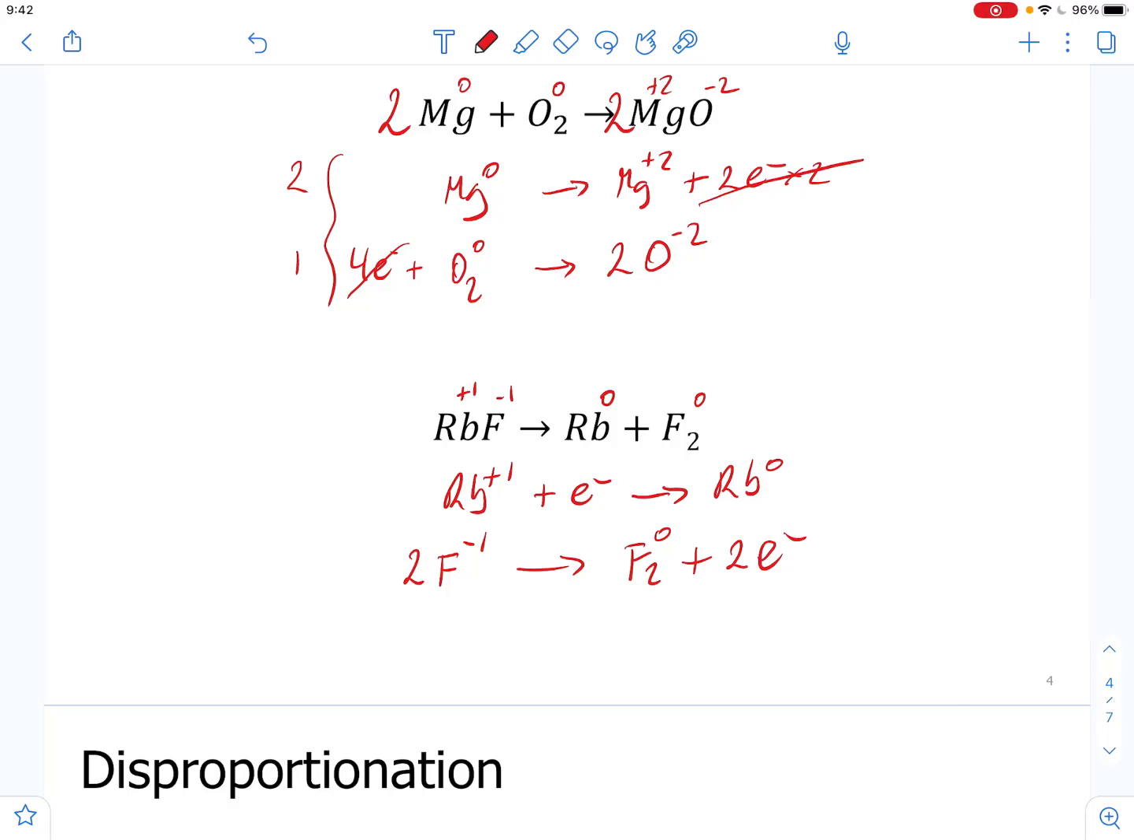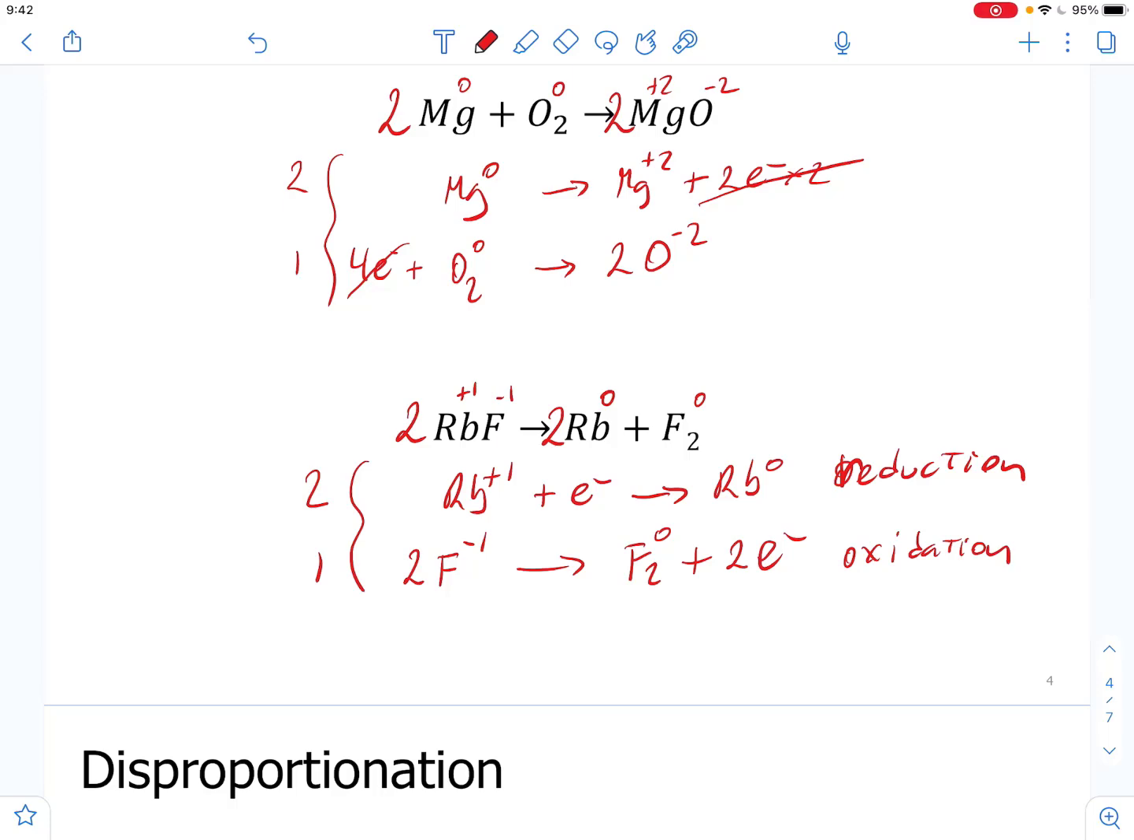Alright, so the first reaction has to be multiplied by 1, the second by 1, the first reaction has to be multiplied by 2 and the second by 1, which means we need a 2 here and a 2 there, and then we're done. Okay, so this is your reduction reaction. This is your oxidation reaction.